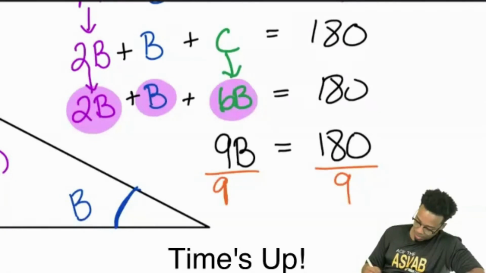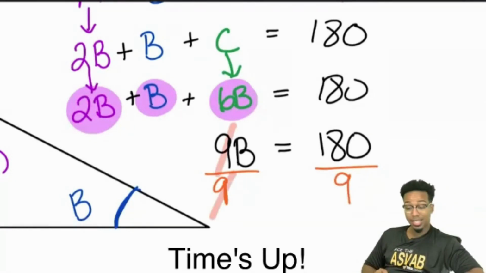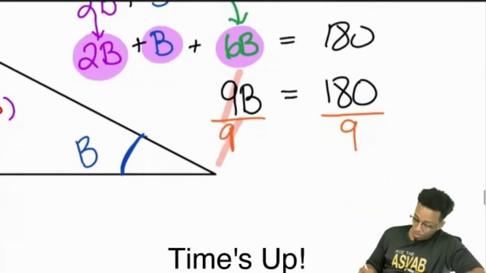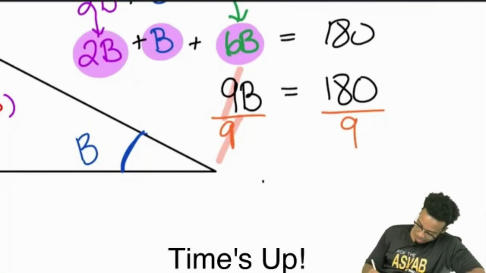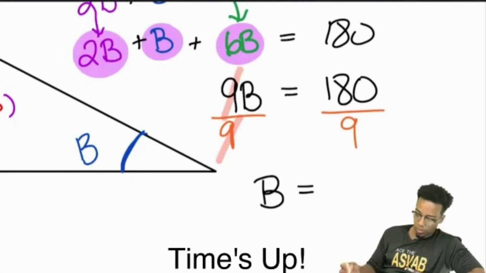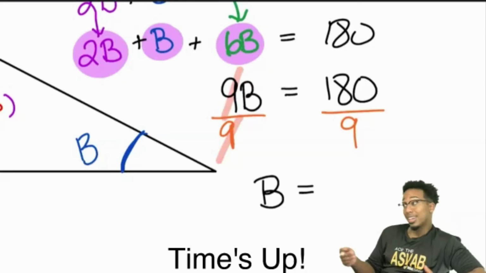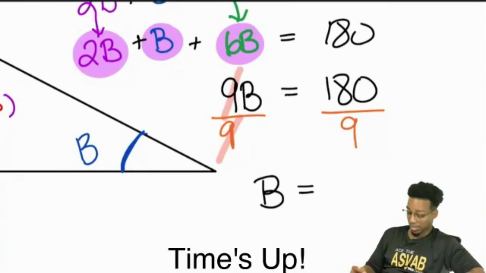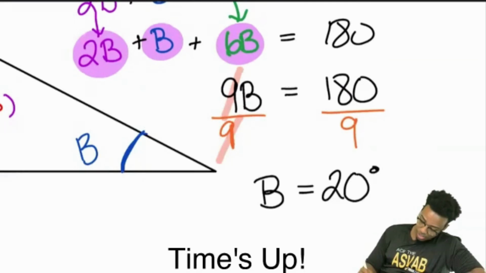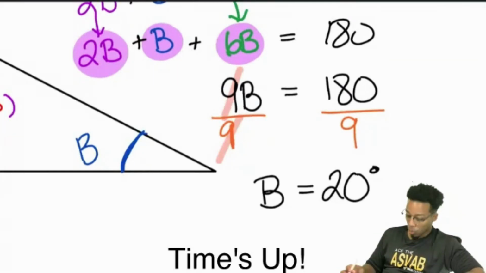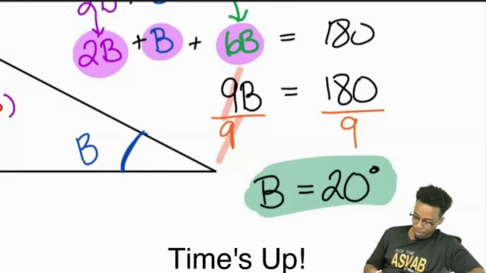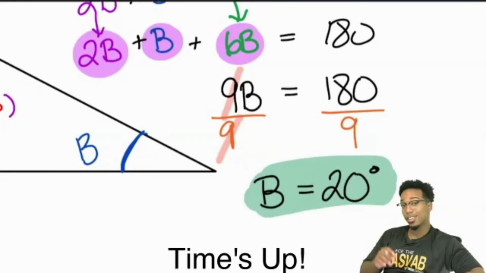And what's going to happen here on the left side is that that's going to cancel out, leaving you with the opportunity to get B by itself, which if you take 180 divided by 9, 18 divided by 9 is 2. You got a 0 at the end, so that's 20. So again, 180 divided by 9 is 20. And there's your answer right there. B is 20 degrees. Is that the answer, everybody?